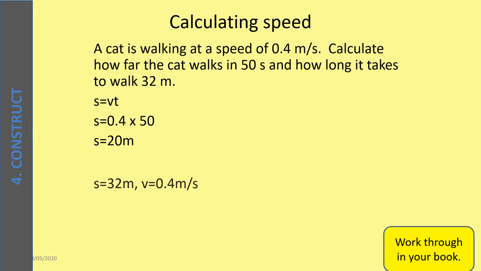The second part of the question, the speed is still the same, 0.4 meters per second, but now you want to know how long it would take the cat to walk 32 meters. So you know S and you know V. So if you rearrange your equation to give you T equals S divided by V, and you can use your formula triangle for that if you need to, substitute in the figures, and out comes your answer, 80 seconds.